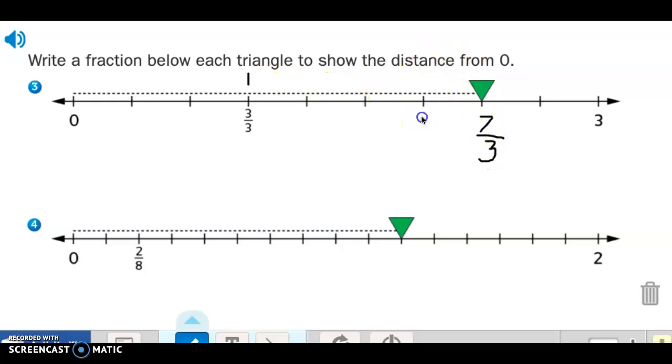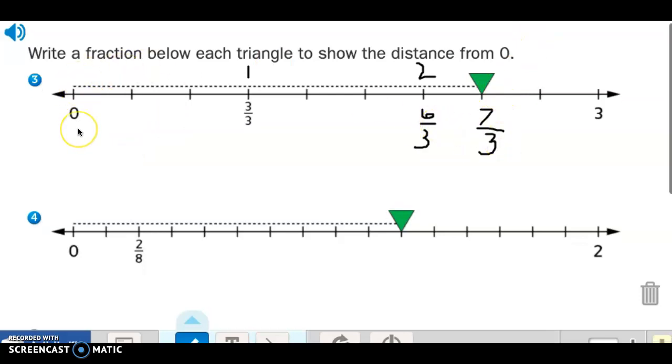We said this one was 6/3. Okay, well, I know that 3 can go into 3 one time. That's why we have one whole right here. I know 3 can go into 3 one time, and I know 3 can go into 6 2 times. So here's one whole. There's our next whole, so we have 2 wholes, and then there's our next whole, so we have 3 wholes. Great. But this triangle is 7/3 distance from 0.